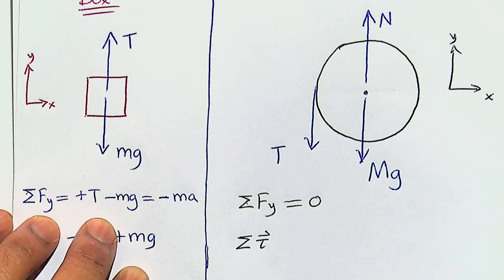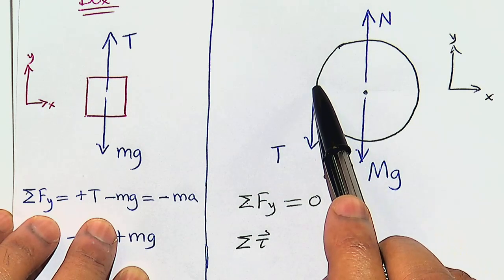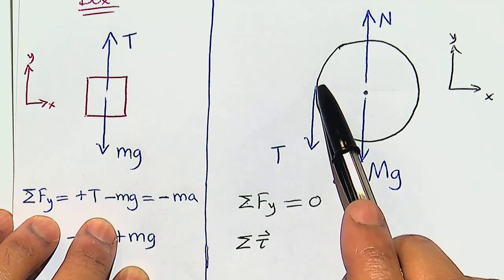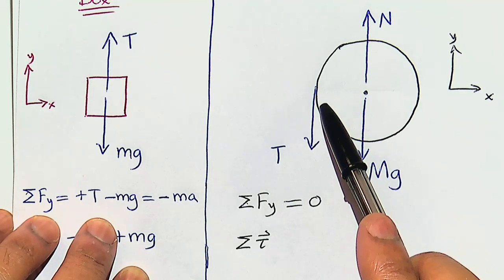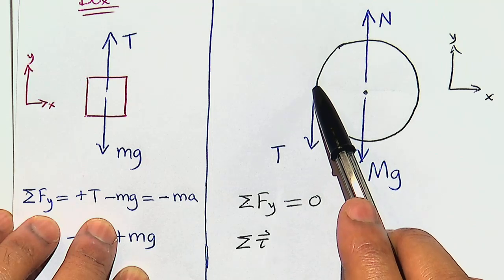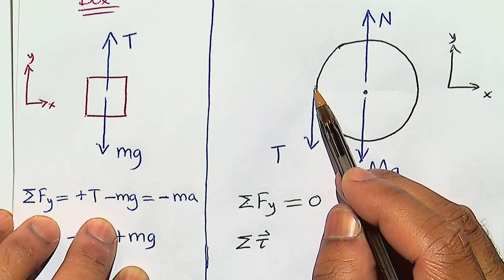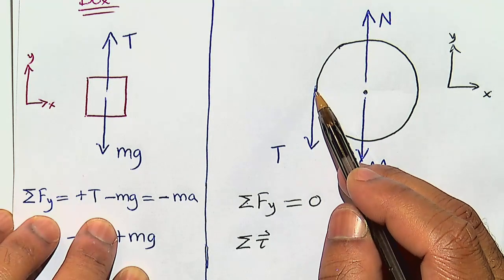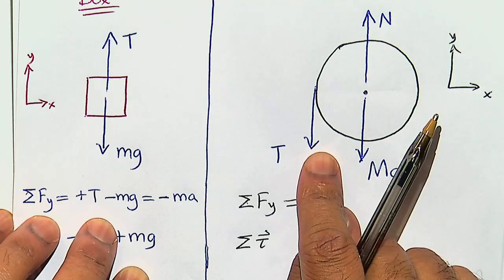But also, you don't want to eliminate the thing that you're trying to solve for. For instance, if I pick this point as my place to calculate torque, this force that I'm trying to solve for is not going to appear in the torque equation, because there is no distance to this tension from this point. So if you say that's the point I'm going to calculate torque about, this force has no distance from that point, so it won't appear in the torque. You don't want to eliminate the thing that you're trying to solve for.